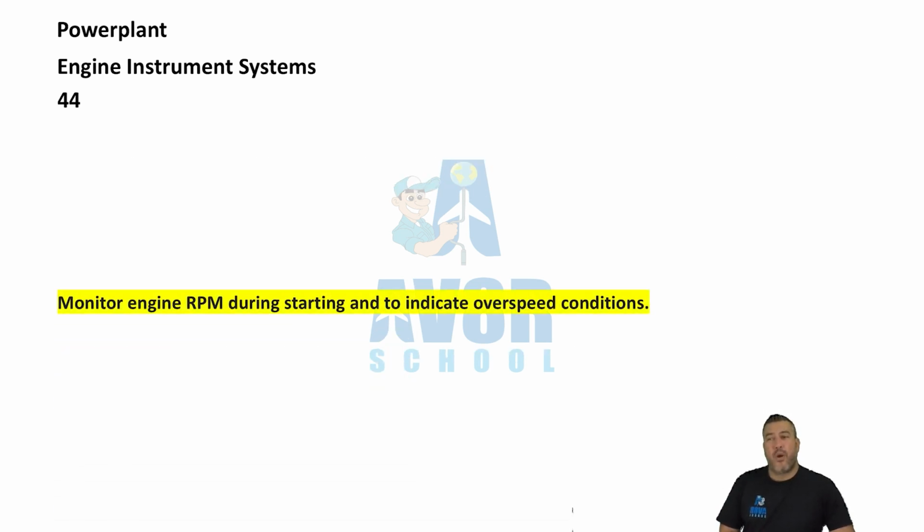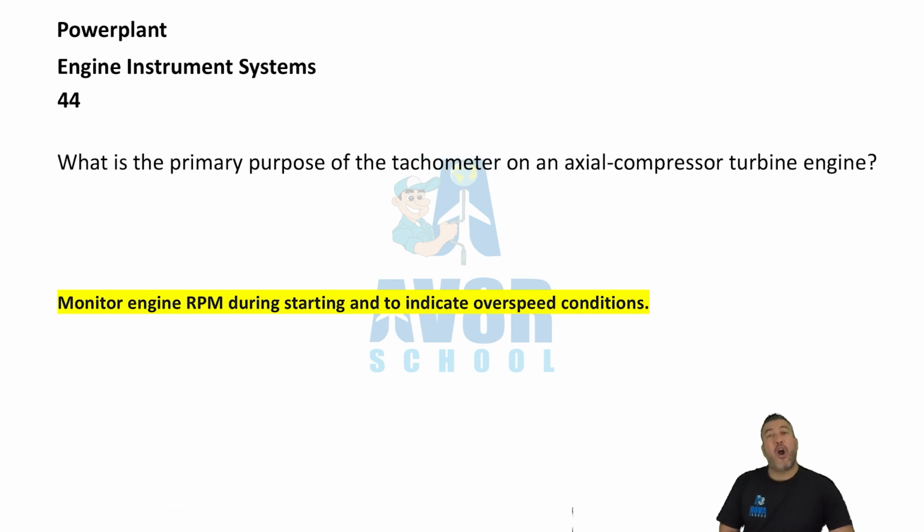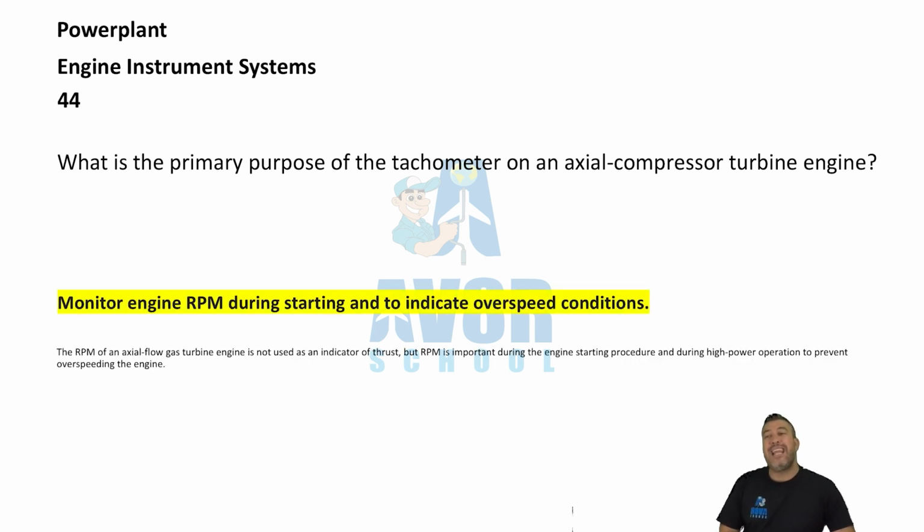Number 44. Monitor engine RPM during starting and indicate overspeed conditions. So what is the primary purpose of the tachometer on an axial compressor turbine engine? It'll monitor the RPMs while you're starting and indicate if overspeed conditions occur.